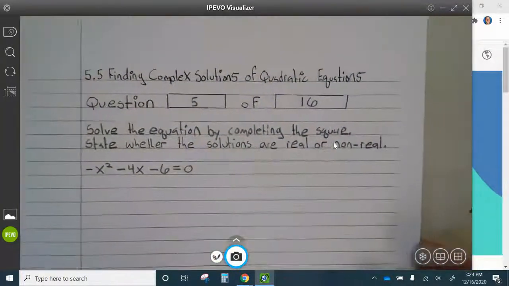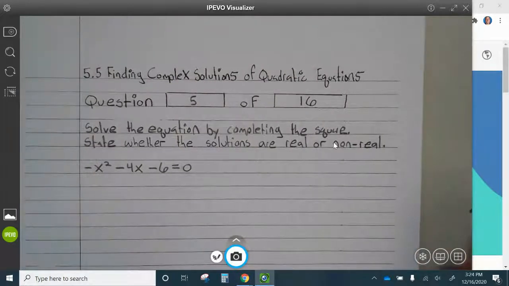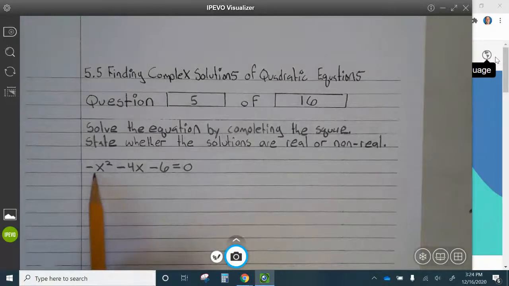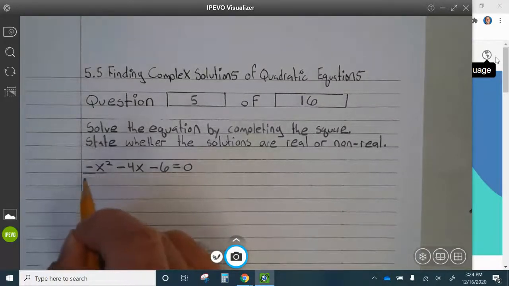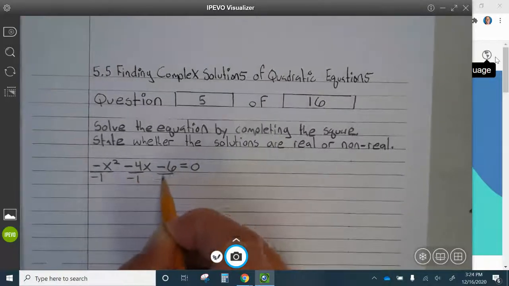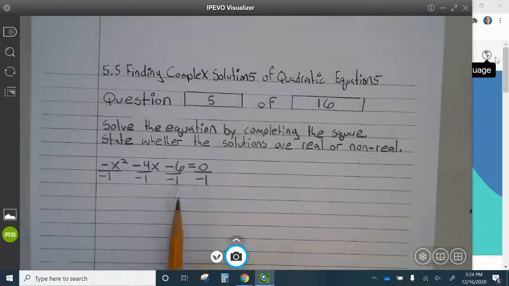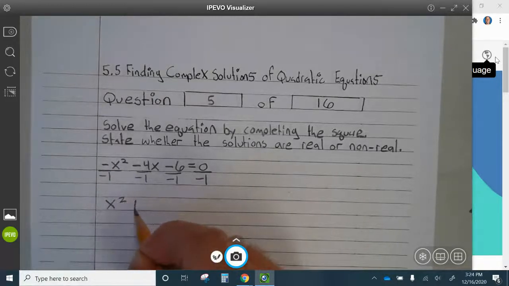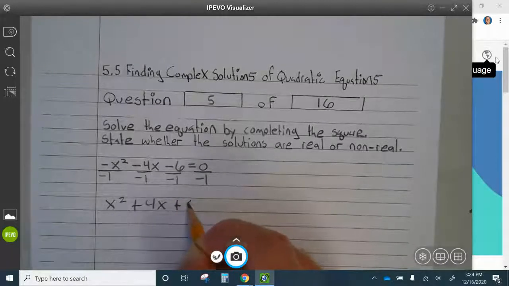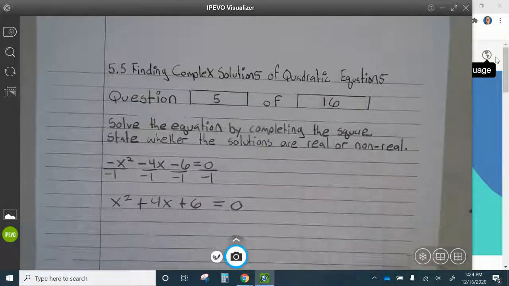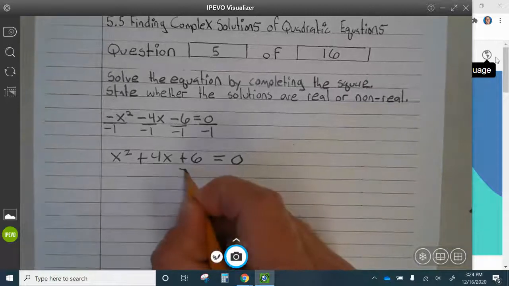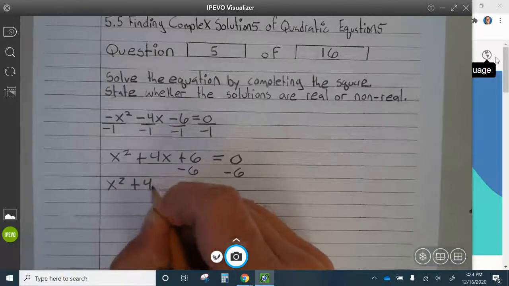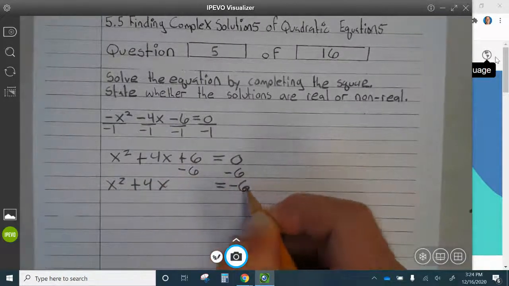All right. Solve the equation by completing the square. State whether the solutions are real or non-real. All right. Now, first off, you don't want a negative in front of the x squared. So we're going to divide everything by -1. You have to divide everything because of the equation, okay? Now, a negative divided by negative is a positive, so that's x squared plus 4x plus 6 equals 0. Now, we can subtract 6 from both sides. So you have x squared plus 4x equals -6.